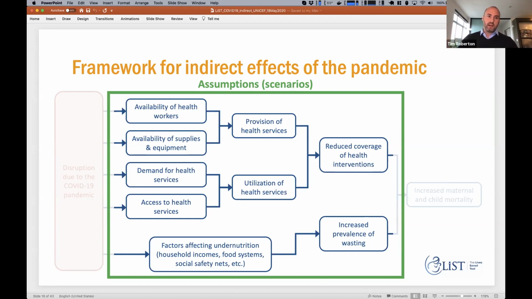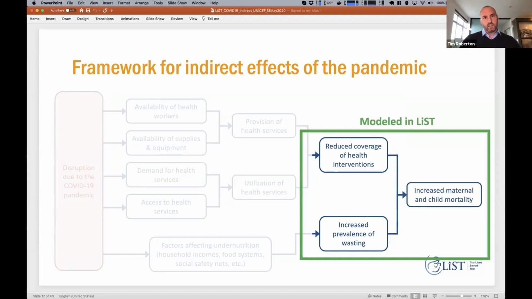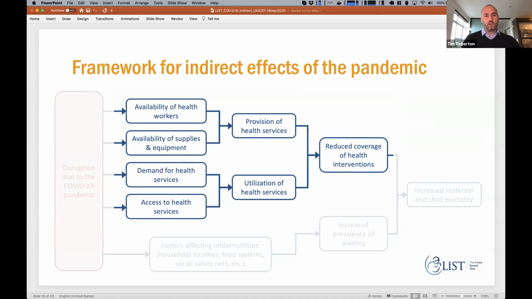We put numbers around the reduction in the availability of health workers, supplies, and equipment, and we created a calculation to show how those things then would reduce overall coverage of interventions. But all of that is our scenarios and our assumptions. Then after we developed those assumptions, we took them into LiST and used LiST to model change in maternal and child mortality based on change in coverage and wasting. Okay, so this top path, this is the bit that you might have seen from the paper.